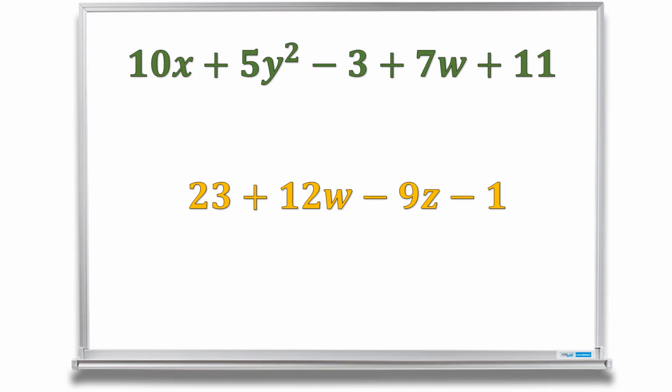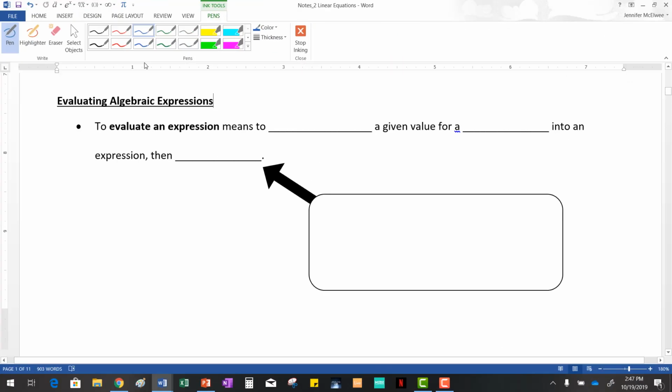I hope these side examples were helpful. Let's move on to evaluating algebraic expressions. To evaluate an expression means to substitute a given value for a variable into the expression and then simplify. So essentially, when you're being asked to evaluate an expression, you're going to find the value of that expression after they give you a number to substitute for the variable.